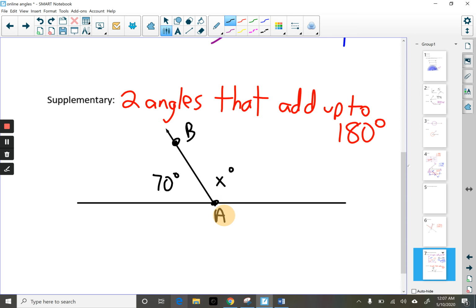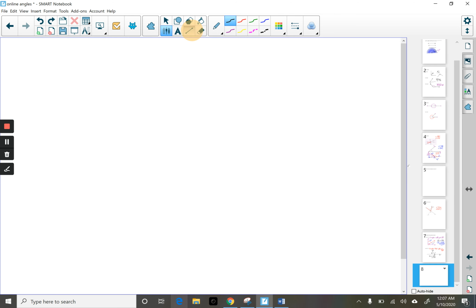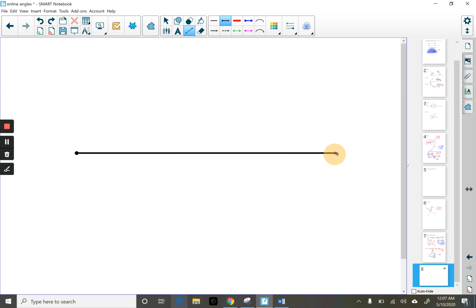I could even label it with the points we have here, angle D right there, or angle DAB. But we have this angle x right there, and I could solve it. 70 plus x equals 180, so x is 110. Not too bad. Now be aware, you may see angles that look like this. We have that one there.